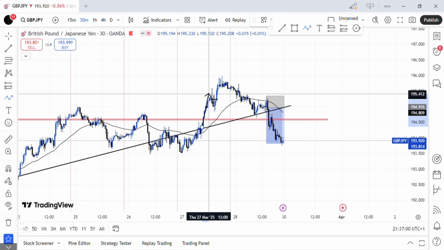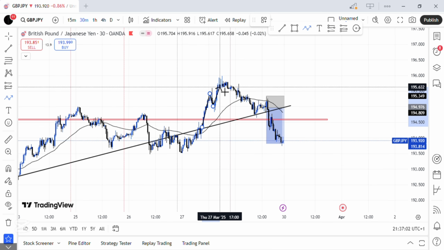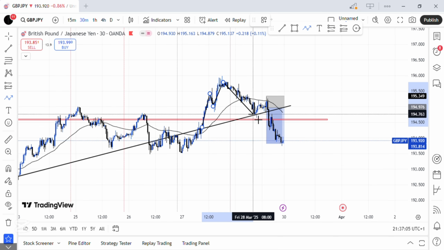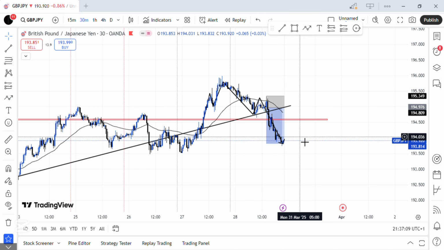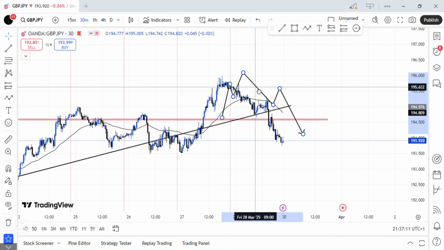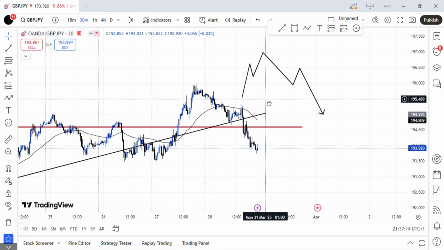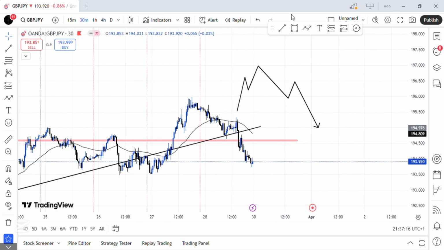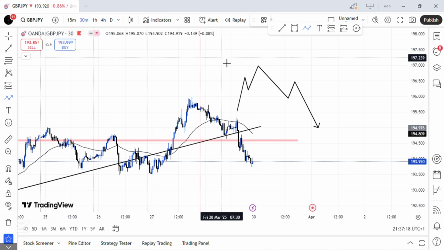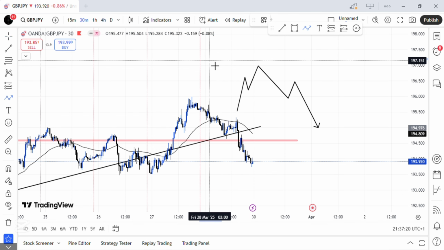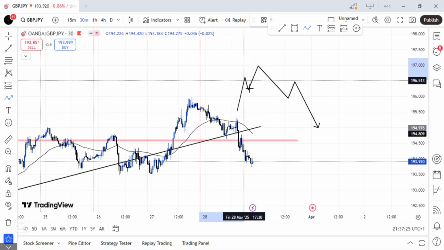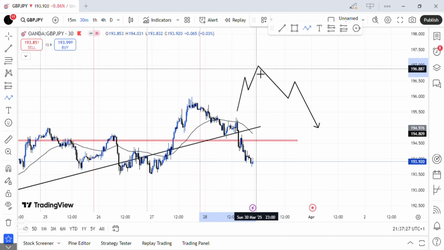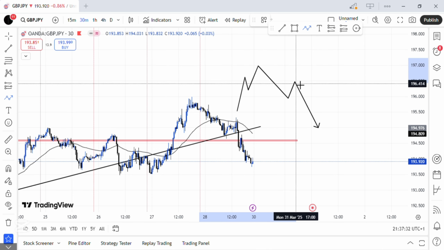This is what we call a head and shoulder pattern. It might not look like how they draw it in books, but this is a head and shoulder pattern. Right here at this particular area, this is the left shoulder, this is the head, and this is the right shoulder.